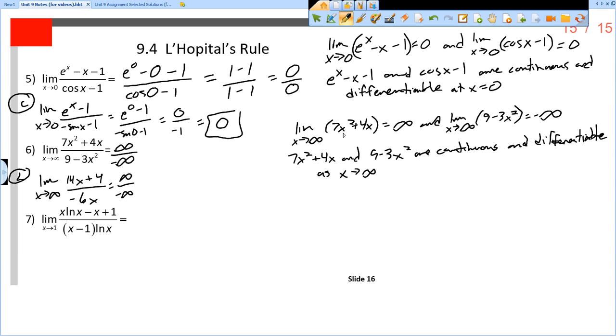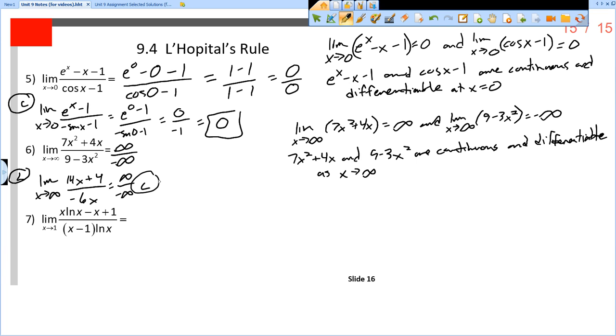And so we would need to once again state that the limit as x approaches infinity of 14x plus 4 equals infinity, and the limit as x approaches infinity of negative 6x is negative infinity. Once again, 14x plus 4 and negative 6x are continuous and differentiable as x approaches infinity.